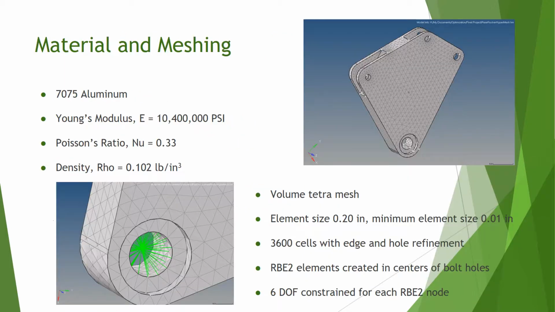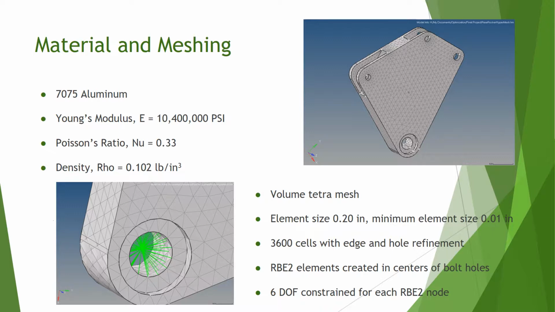The rocker will be manufactured by Waterjet using a block of 7075 aluminum. The material properties of 7075 are listed here and are input into HyperMesh as a new material. A mesh is created on the rocker in HyperMesh so that the solid can be analyzed. The mesh of choice is a volume tetra mesh.